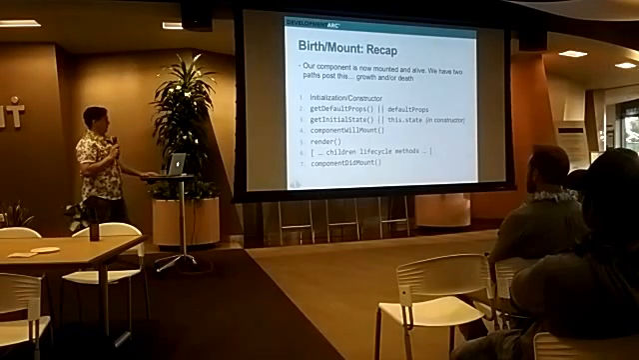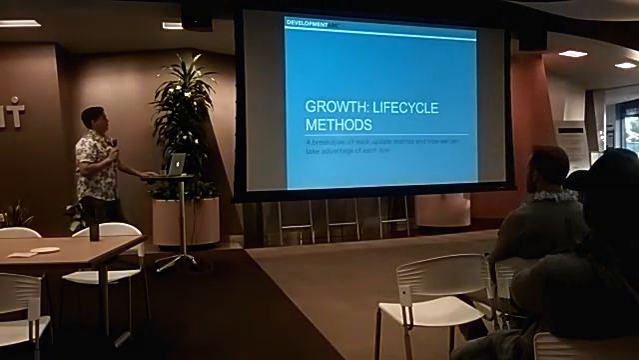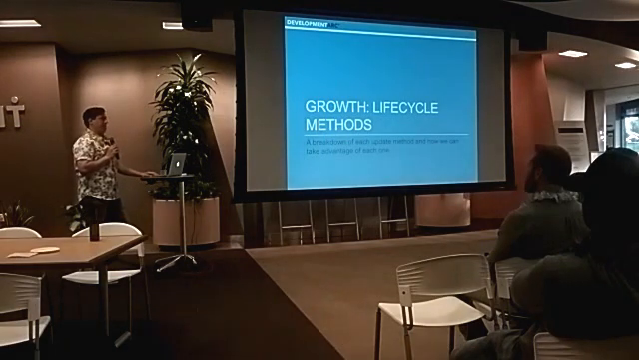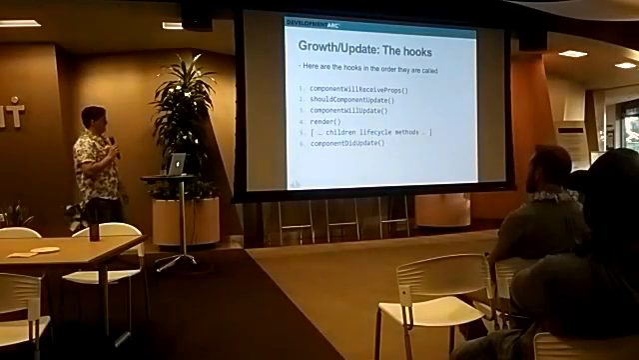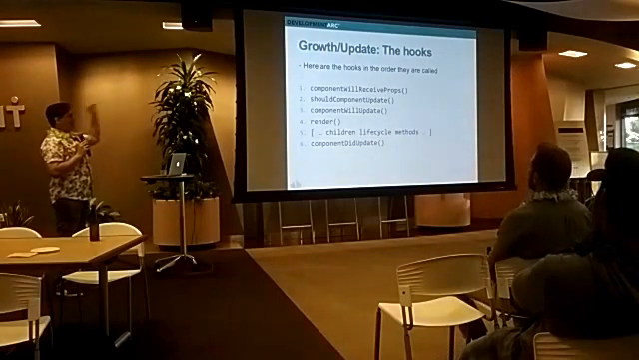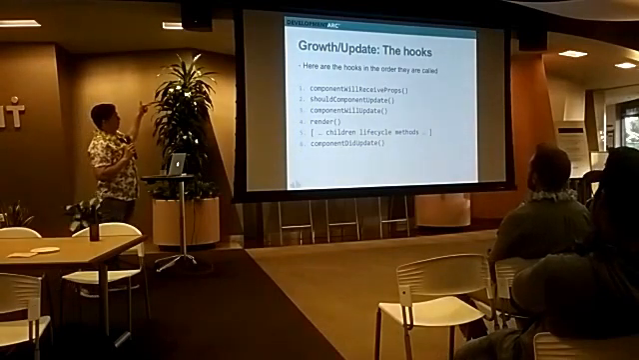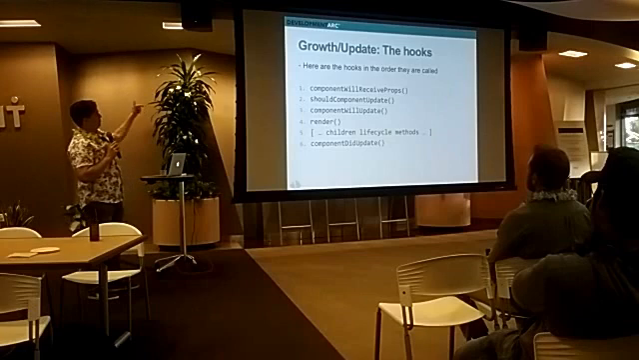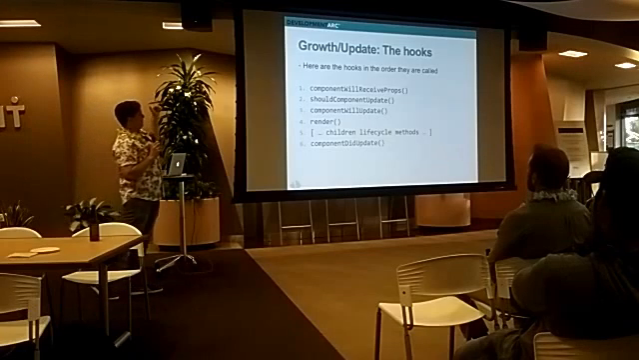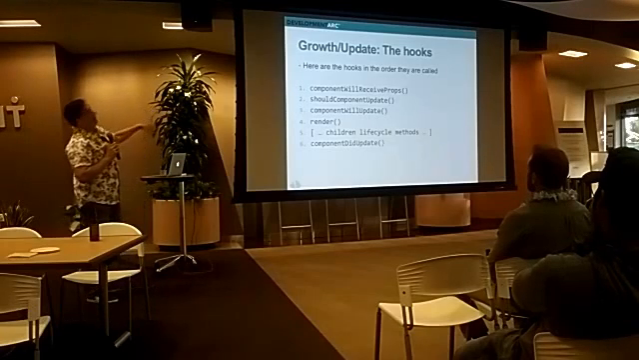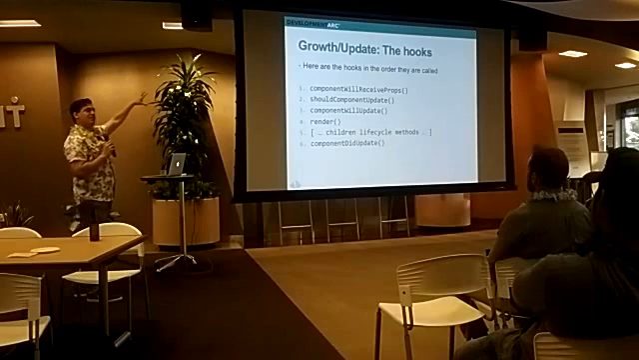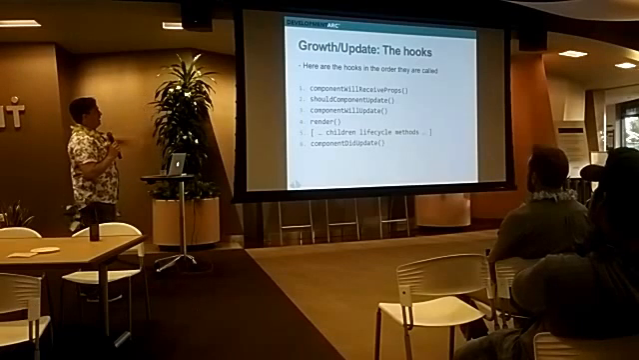Okay, so that's birth. Now growth. This is where we spend all our time. This is like 99% of the component's life spent in this process. And once again, we have a very particular order. We have componentWillReceiveProps, which is followed by shouldComponentUpdate, which is followed by componentWillUpdate, then render, then all your children go through the exact same process, and then componentDidUpdate.